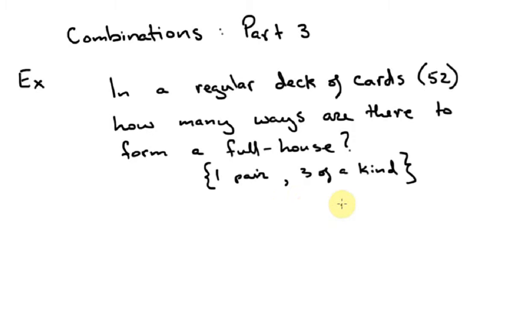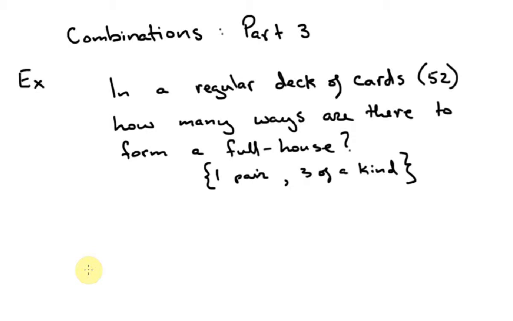So we want to arrange 5 cards. We don't care about the order of the cards, but we've got to have one pair and we've got to have 3 of a kind. Now, what makes this question tricky is that you have to use the combination stuff because the order doesn't matter, but you also have to do it within the fundamental counting principle approach.